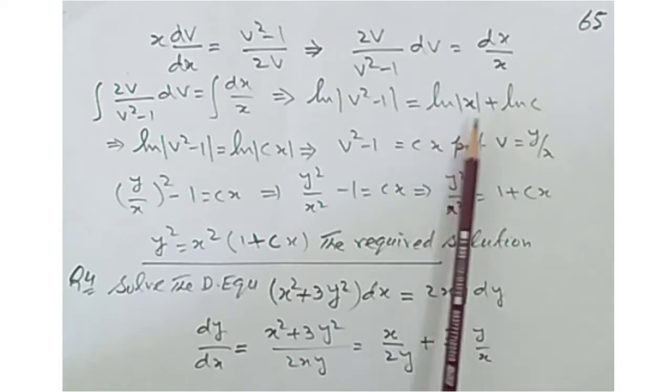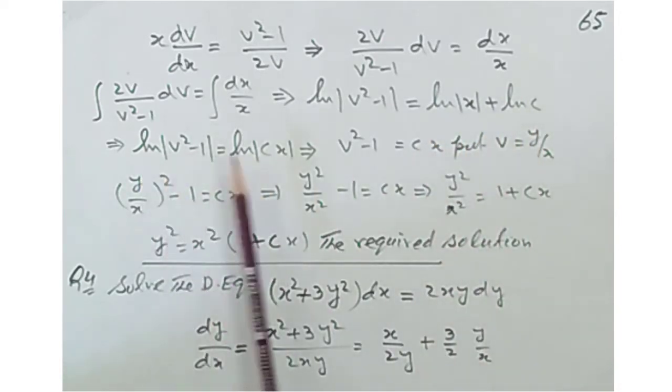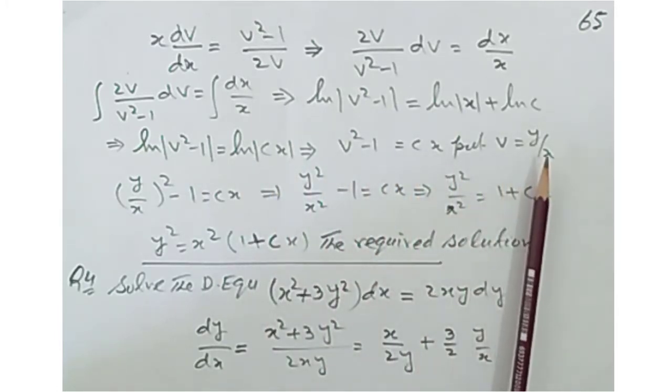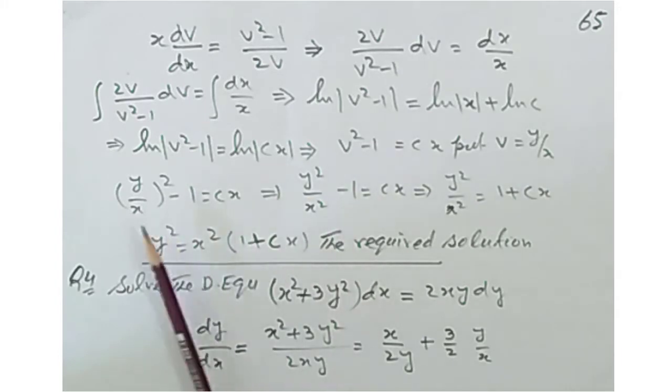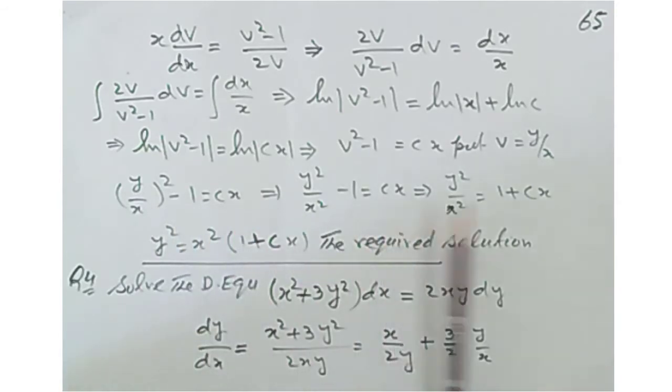Now applying the property of the log, this is log of cx, the logs will cancel. This is v square minus 1 equal to cx. I put v equal to y over x in this place. This is (y by x) square minus 1 equal to cx, so y square over x square equal to 1 plus cx, and y square equal to x square into (1 plus cx), the required solution.